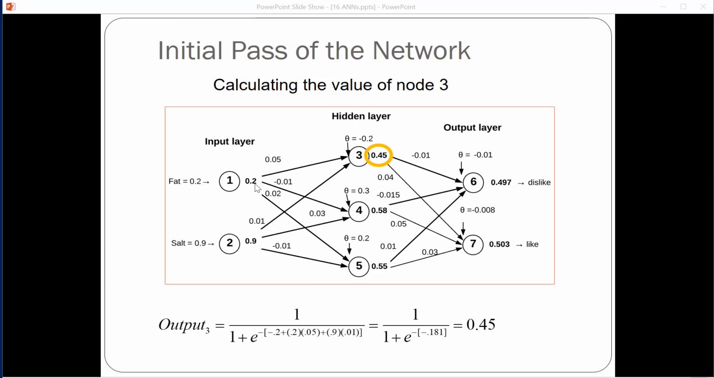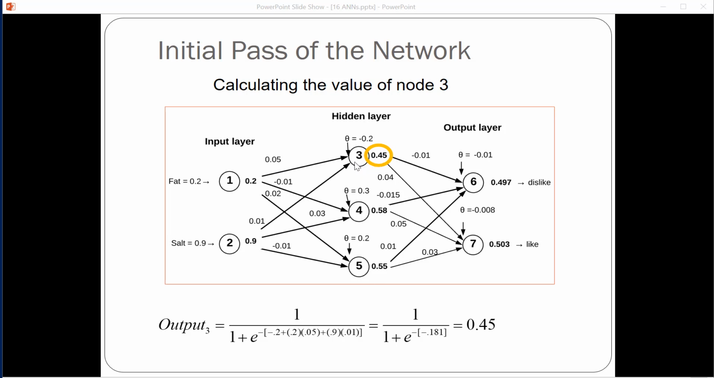And then we're going to take 0.2 times 0.05. So there's the 0.2 times 0.05. The other input that's coming into node 3 is 0.9 times 0.01. So there's the 0.9 times 0.01. Now, we're using the logistic response function here to be able to translate all of these various weights, including the intercept, into an output.